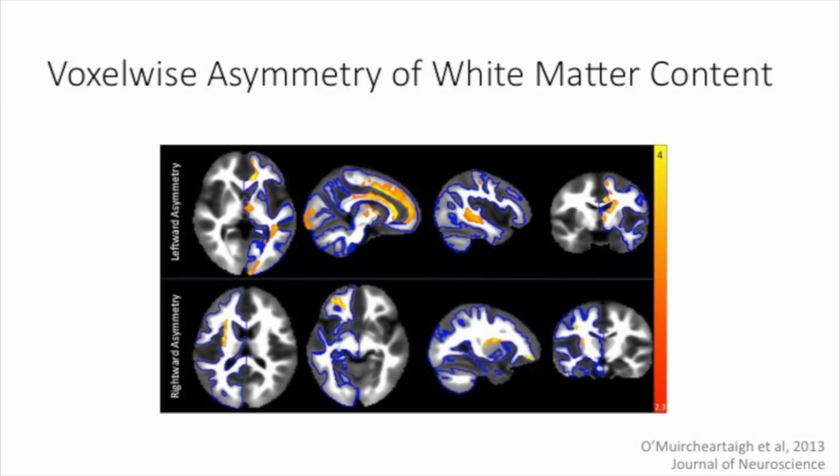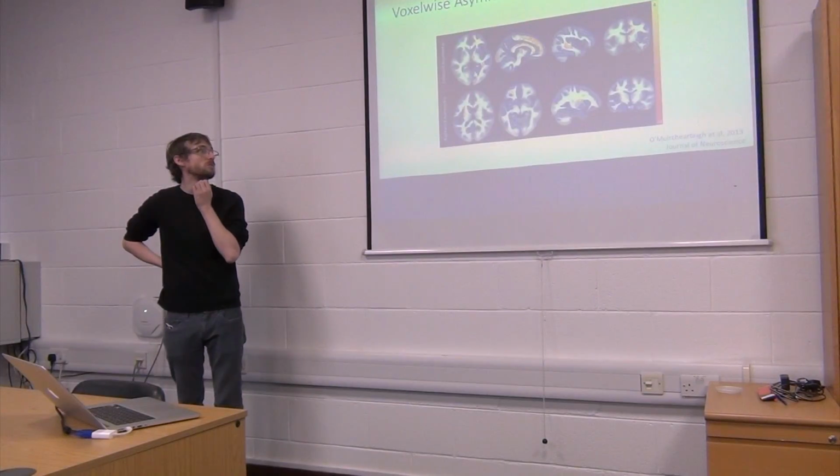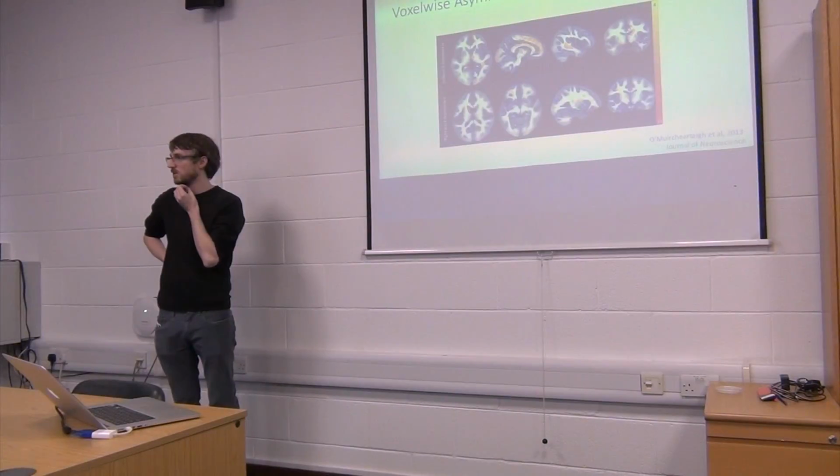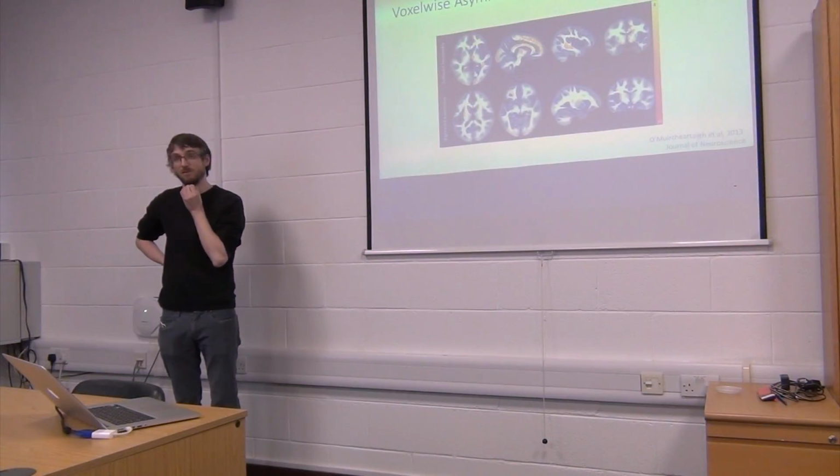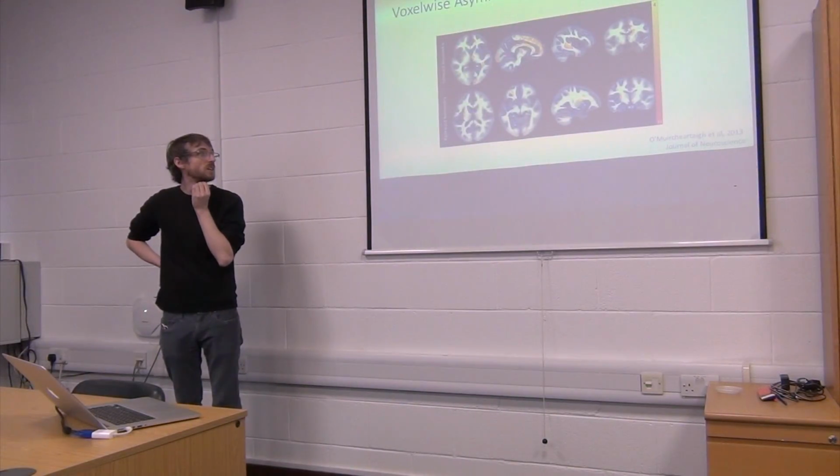So the orange here is indicating regions of significant asymmetry. The top row is regions of left asymmetry. The bottom row is regions of right asymmetry. So you can see that most of the asymmetric regions we see are leftward. And that's actually quite a lot of these you might maybe expect.